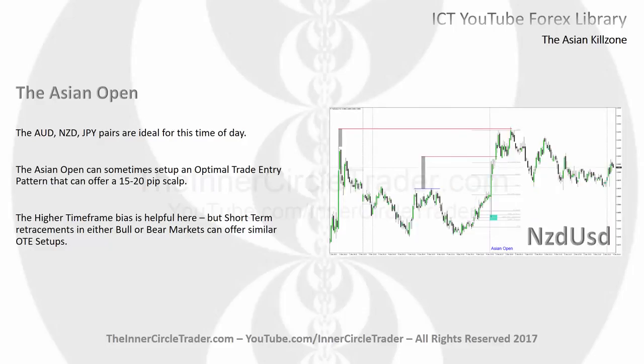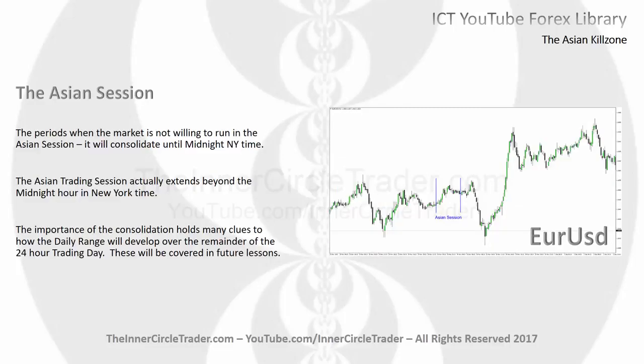Another example here, the New Zealand dollar, again, very similar. This one, you can see the optimal trade entry comes down with just one singular candle on a 15-minute time frame. It comes down, gets an optimal trade entry, runs equal highs in the previous day's range, and ultimately runs all the way up to the previous Friday's high. Now, this is all done during the Asian session prior to Frankfurt Open or London Open. We're going to talk about the Asian session.